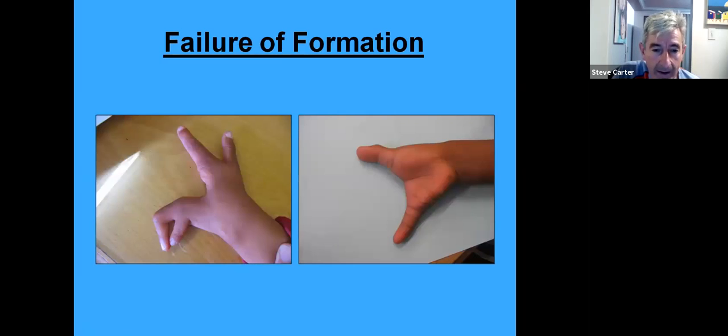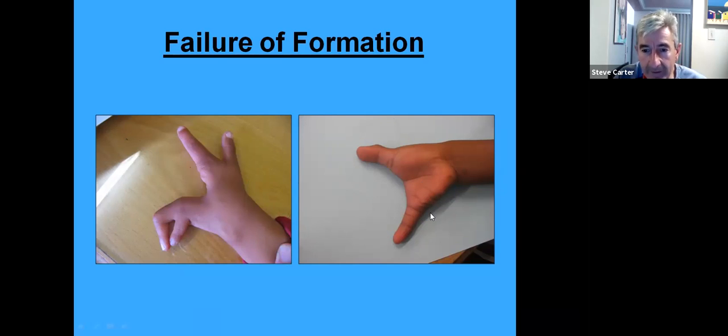Some more examples. These are classified as probably a cleft hand, where your failure of formation is central. You've got a radial side where the thumb is, and an ulnar side, but you don't have your central ray. So there's 1, 2, 3, 4 fingers, and there's no central ray. In this case, there's a central failure of formation. The middle ray has failed to form.